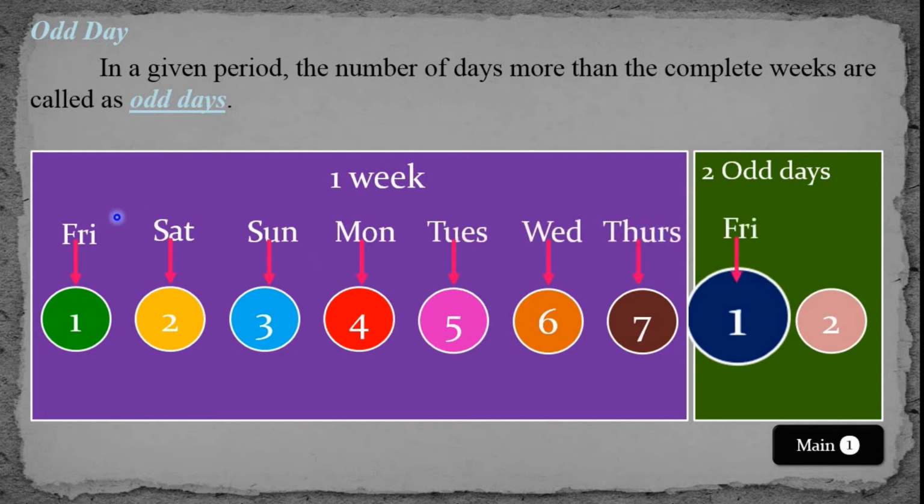The starting day of the given period must be the day of the first odd day. By using the day of the first odd day, we can determine the day of the remaining odd days.